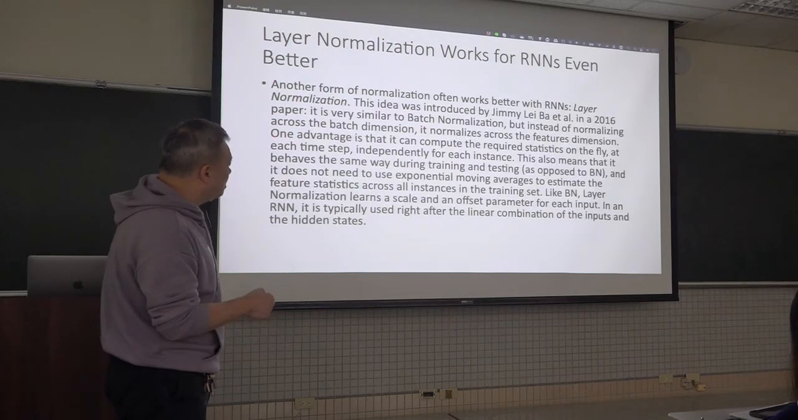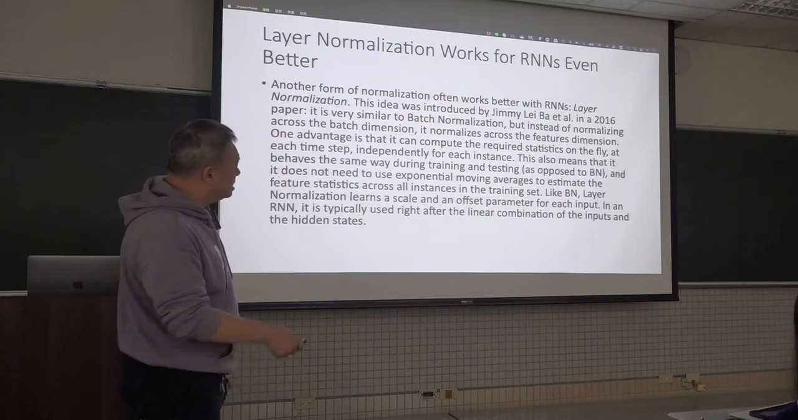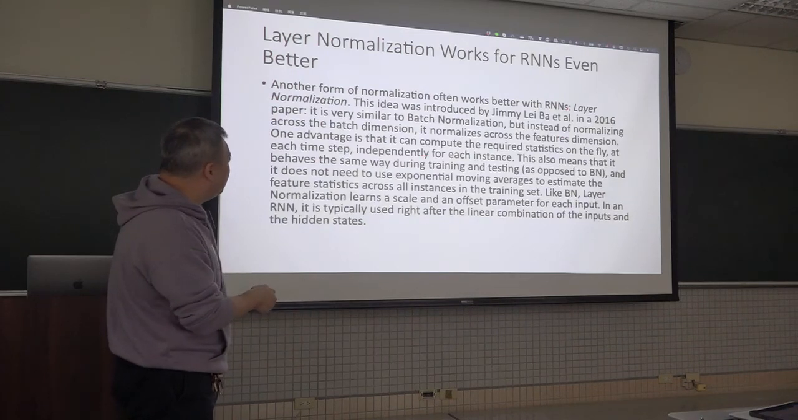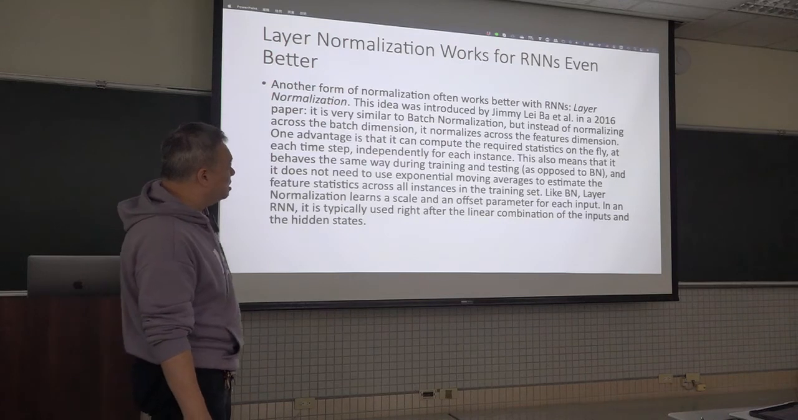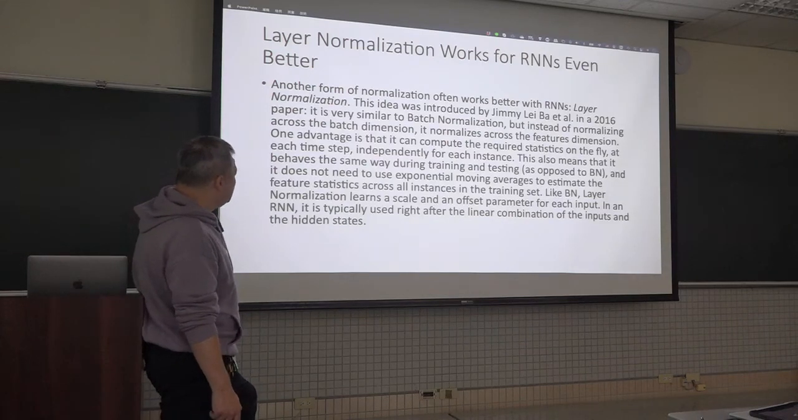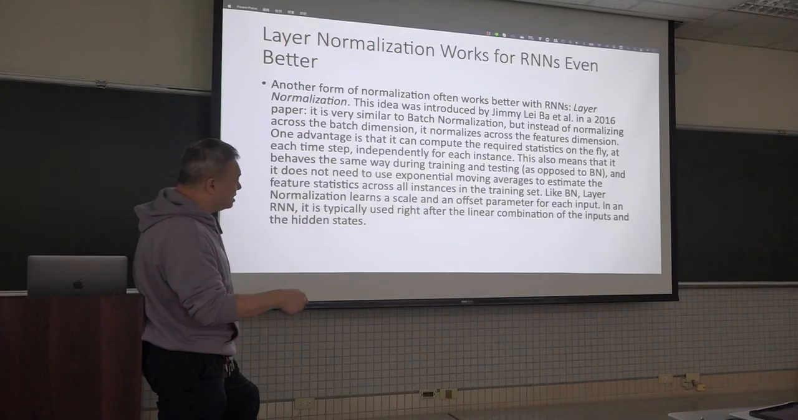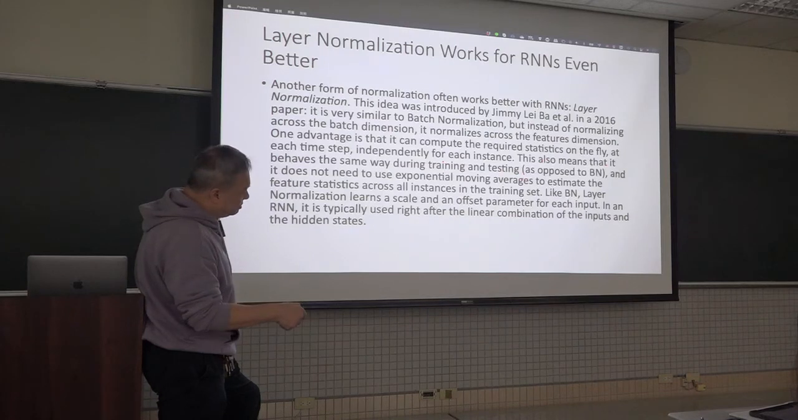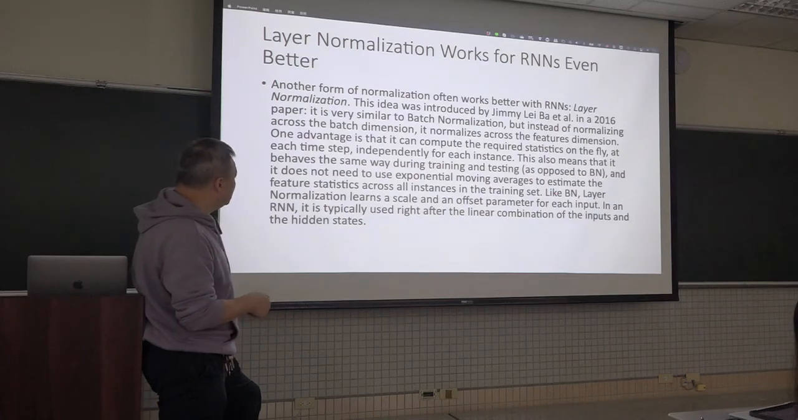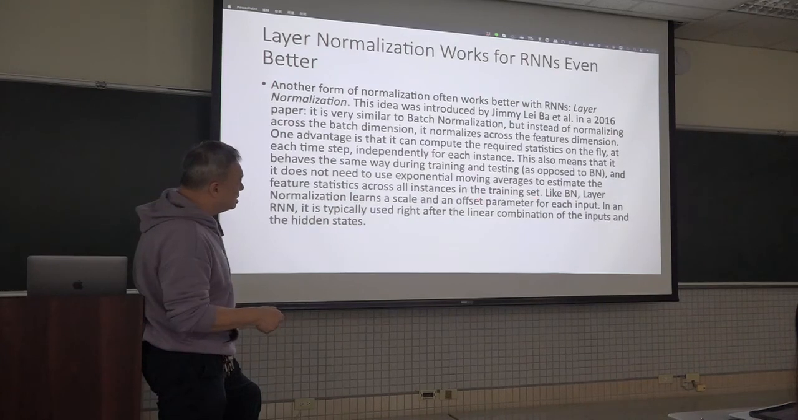One advantage is that it can compute the required statistics on the fly and at each time step independently for each instance. This also means that it behaves the same way during training and testing. Remember, in batch normalization, we need to do something different during training and during testing, right? But in layer normalization, we don't need that, because it behaves the same way, and it does not need to use exponential moving average to estimate the feature statistics across all instances in the training set, which is what we need to do for batch normalization.